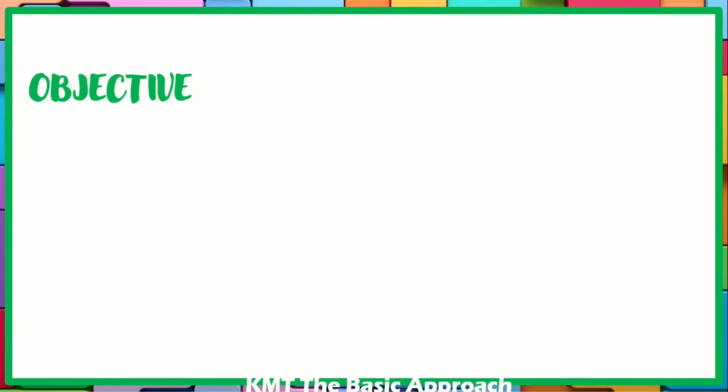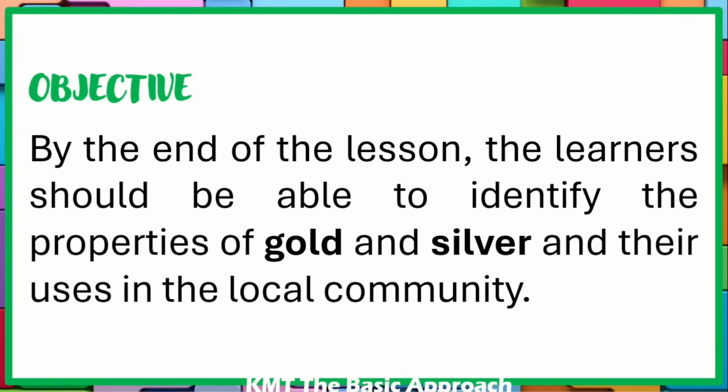Day 3. Objective. By the end of the lesson, the learners should be able to identify the properties of gold and silver and their uses in the local community.